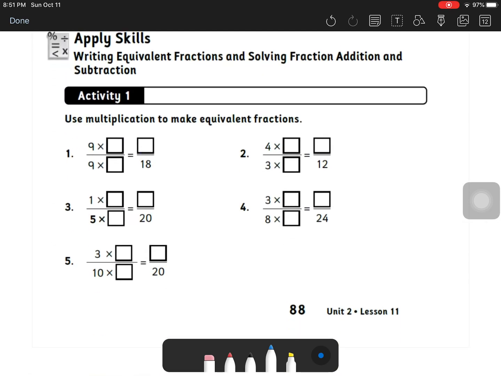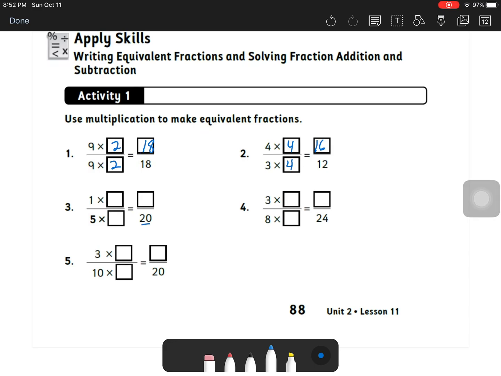Okay, so more practice here. Multiply 9 times what to get 18? Well, that would be 2, and it looks like we started with 9/9, so we have to multiply by 2 top and bottom, so 18/18. You're just making equivalent fractions here. If we had 4/3 and we need to make it with a 12 on the bottom, it'd have to be times 4 and times 4. 4 times 4 is 16.